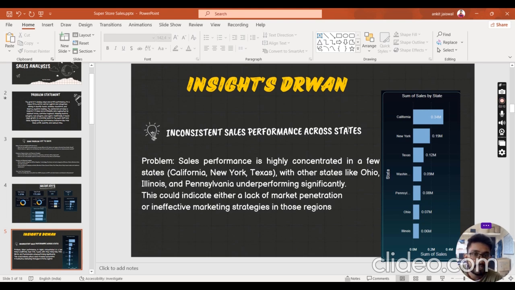Inconsistent sales performance across states. If you can see, the sales performance is highly concentrated in a few states. California is a state in the US which contributes the most sales, while Ohio and Pennsylvania contribute very little in sales. This could indicate either a lack of market penetration or ineffective marketing strategies in those areas. So we can perform some marketing strategies in these particular areas.